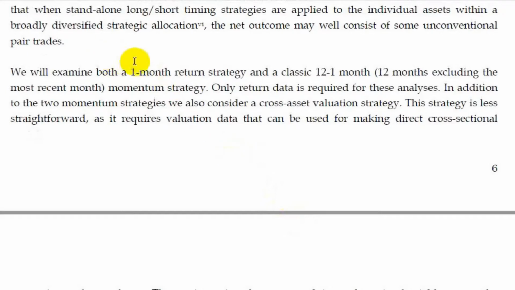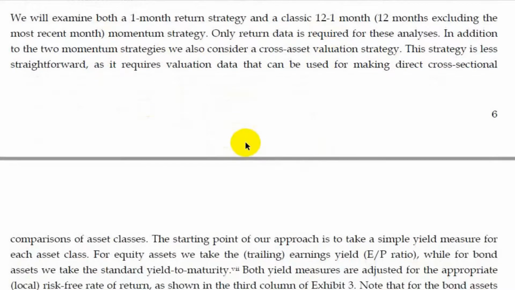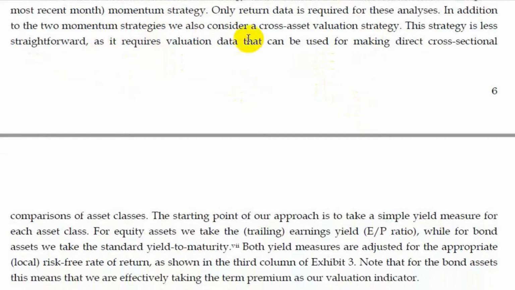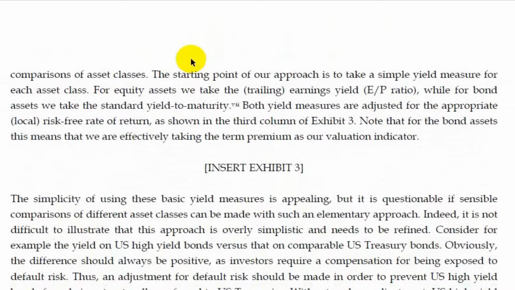And so related to momentum, they're going to use both the 1-month return strategy and the classic 12-1 strategy that we've discussed before. And in addition to the momentum strategies, they use a cross-asset valuation strategy. And this one's a little bit more difficult because the momentum strategy just uses past prices, which is easy to pull. But the valuation strategy has to use some actual fundamental data, which is a little more difficult to pull and compile.